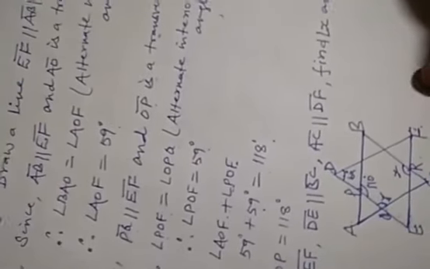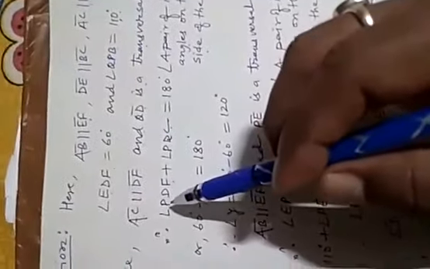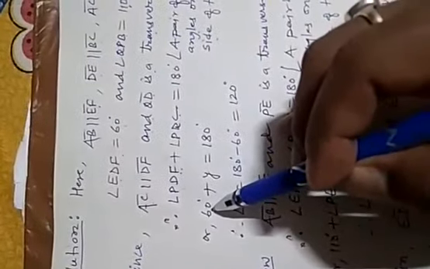Therefore, angle QDF and DQC is equal to 180 degrees. The sum of these two angles is equal to 180 degrees. Co-interior angle. Here, angle PDF is equal to 60 degrees.